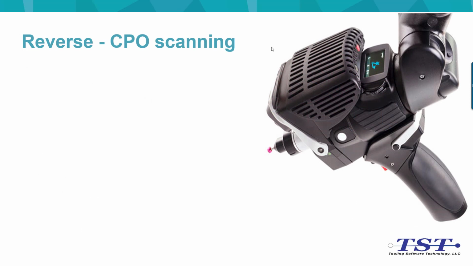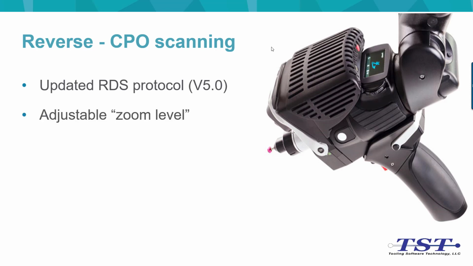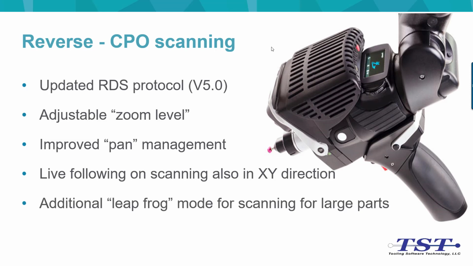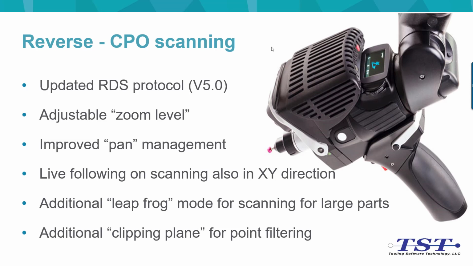So within reverse, we have CPO scanning. We have updated RDS protocols to version 5. You have adjustable zoom levels, improved pan management, and you have live scanning for the XY directions. We have additional leapfrog methods for being able to scan larger parts, so you can stop your scanner and you can scan larger parts. And you have the ability to set a clipping plane. So if your part's sitting on a table, you can set that table as a clipping plane. So when you're scanning, it won't scan anything below that table.